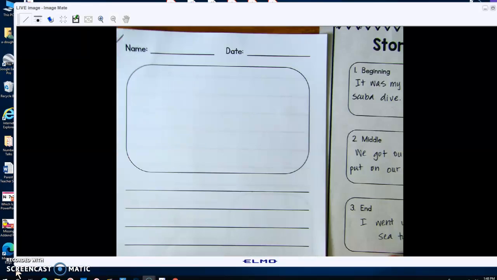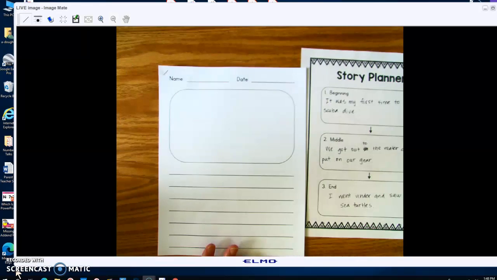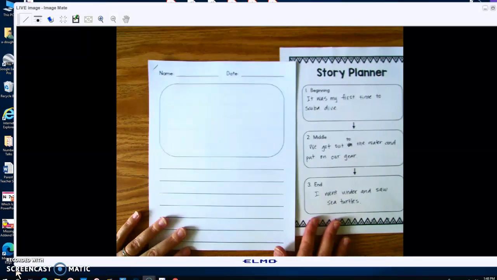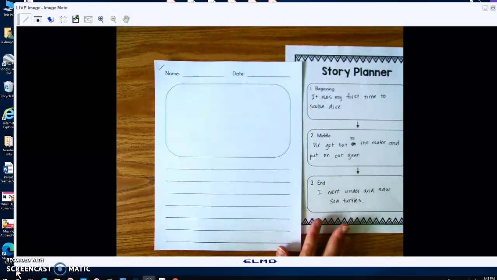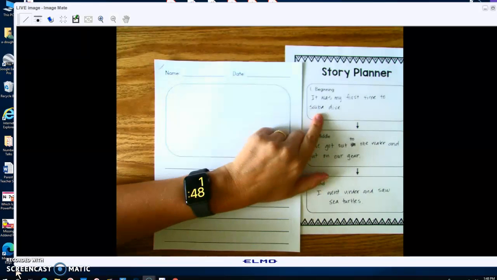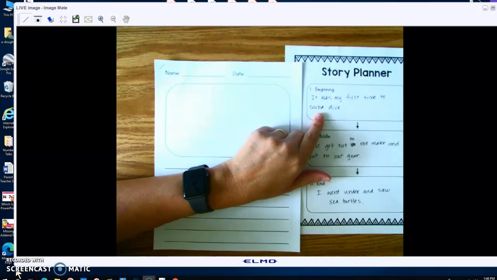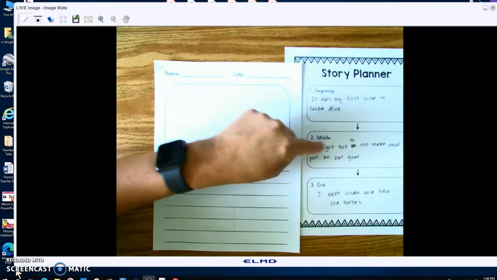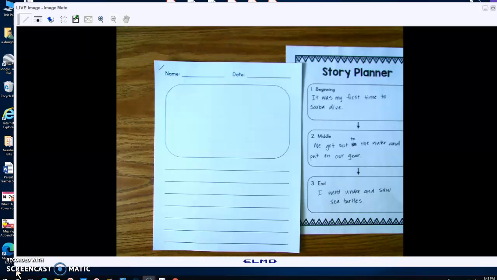So here's what I do. You should not be touching a pencil or playing with anything right now. You should be watching. That's all you should be doing. So I want to start writing. Now, my only sentence in the beginning is not, it was my first time to scuba dive. I am going to make a longer story. I'm just not going to write this, this, and that, and that's my story. That's kind of boring, right?